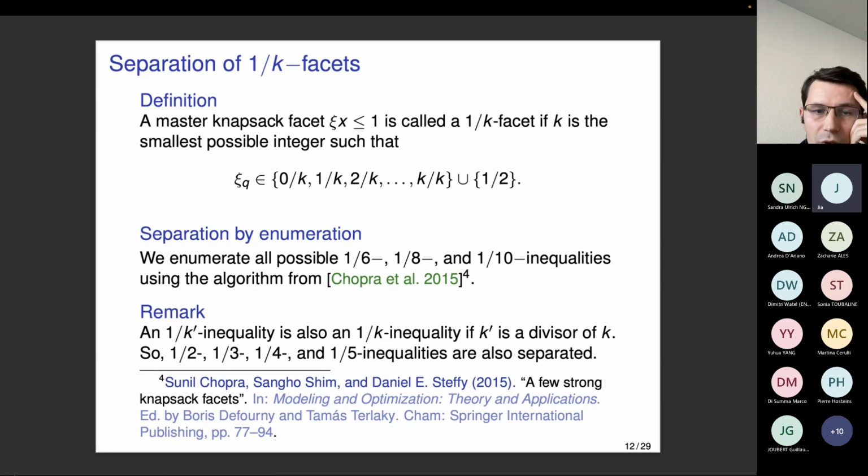So that's why this subfamily of facets is important. First of all, Chopra et al. also showed experimentally that many of the valid inequalities are 1/k facets with small values of k. And also, small values of k will allow us to enumerate all these facets quite efficiently and find the violated 1/k facets also quite efficiently. And so we will use this also in our separation.